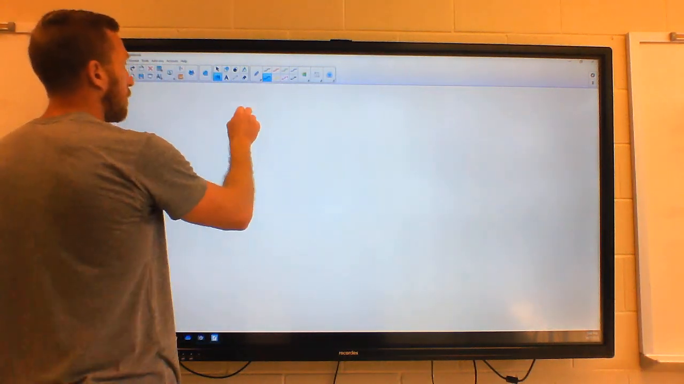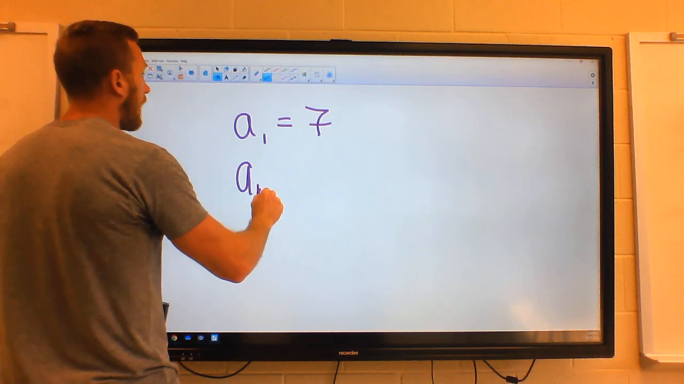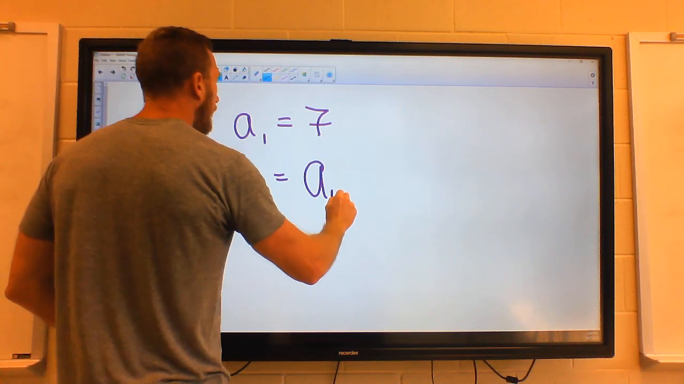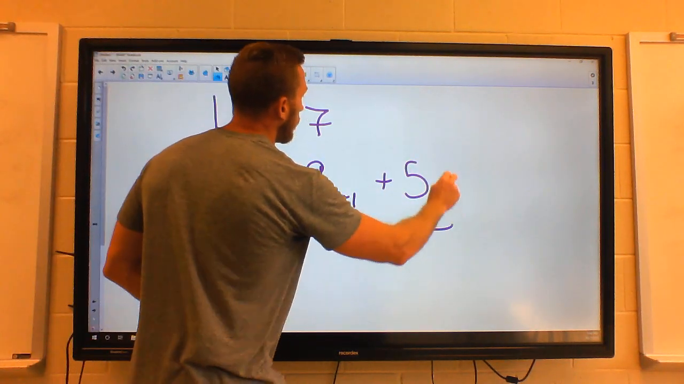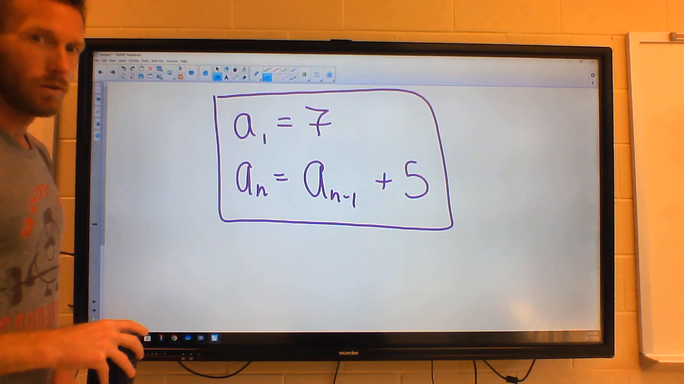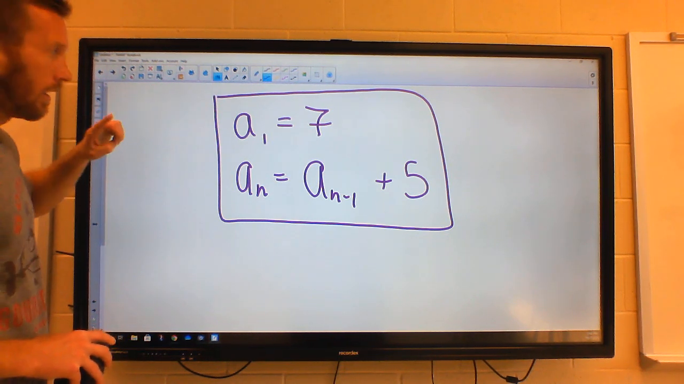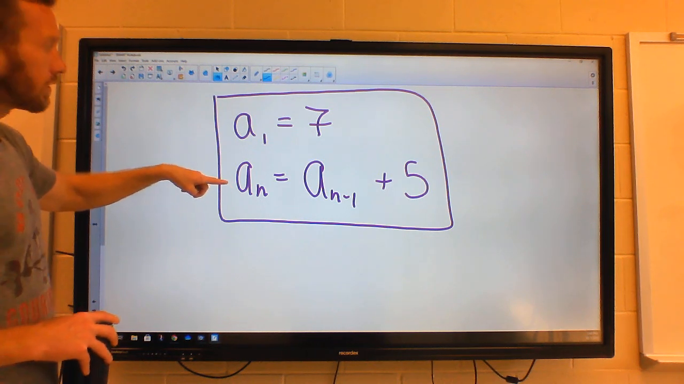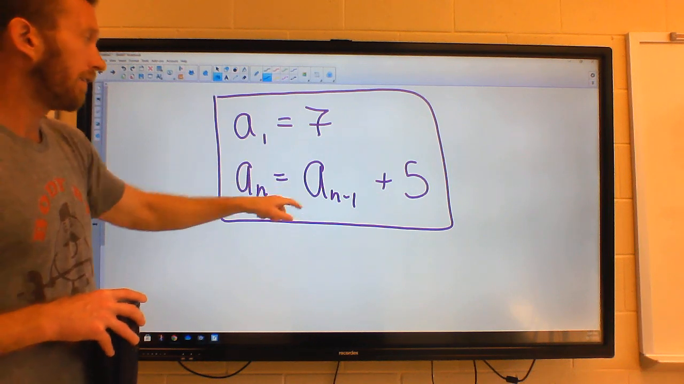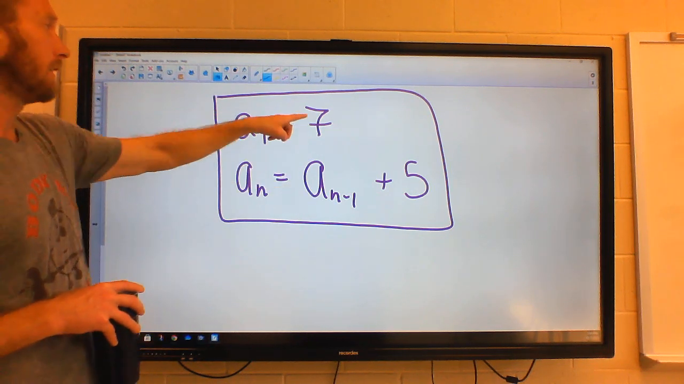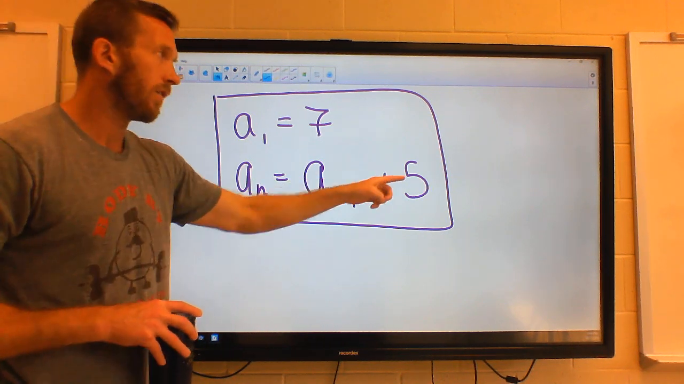Here's an example of that. So this would be an example of a recursive rule. A1 equals 7. An equals a(n-1) plus 5. This is a fully written out recursive rule. Because if you notice, I have written the first term, I've stated it, and I have stated also what any term is based on the previous term. Here we're saying the first term is 7. Any term thereafter is the previous term plus 5.